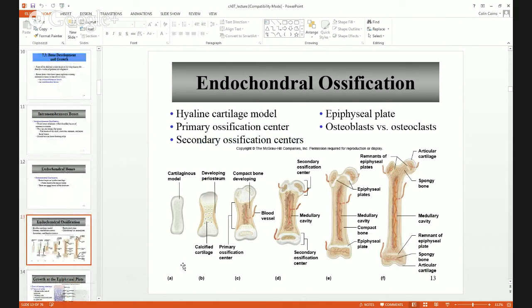We have the endochondral ossification. We start with a cartilaginous model. Periosteum develops around it. Some of the cartilage gets calcified. Some of the compact bone starts developing. Blood vessels form. The ossification center is in the center of the bone. You get more ossification going on the outside in the spongy bone area.